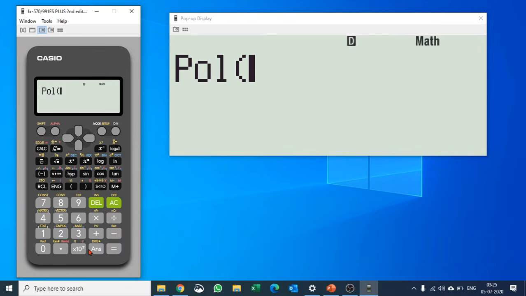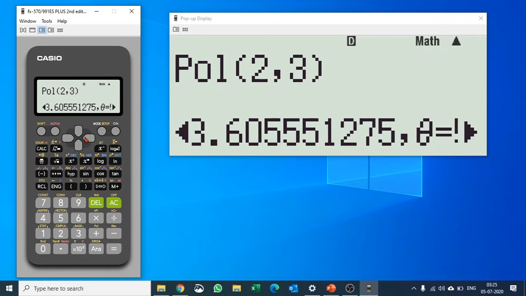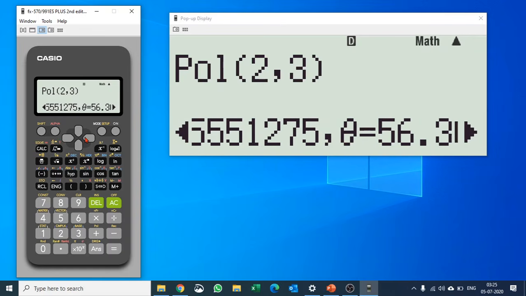Here we'll give one rectangular coordinate, so let's say 2, 3, and we would like to convert this into polar coordinates. So hit equals, there you go. The answer is r as 3.60 and theta, the angle, is 56 degrees.